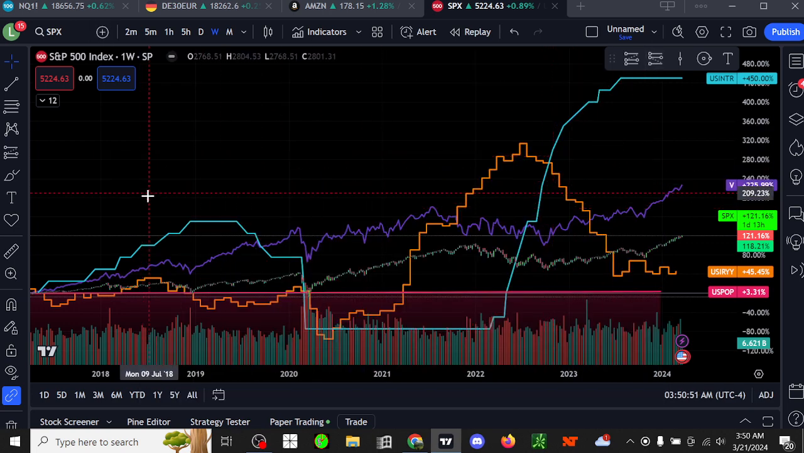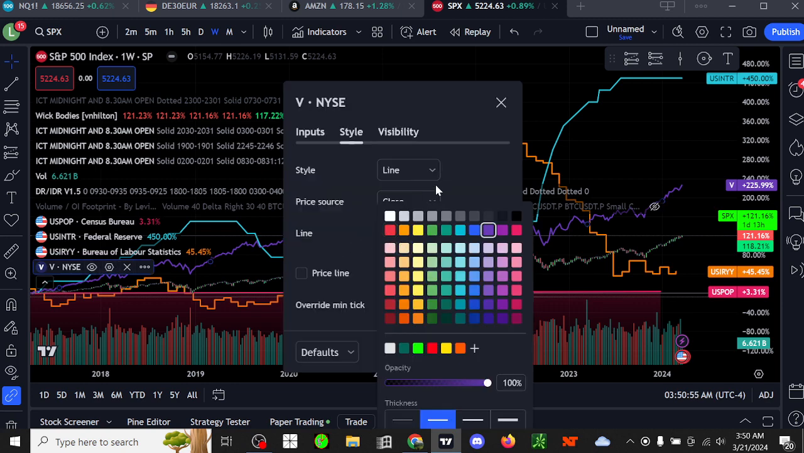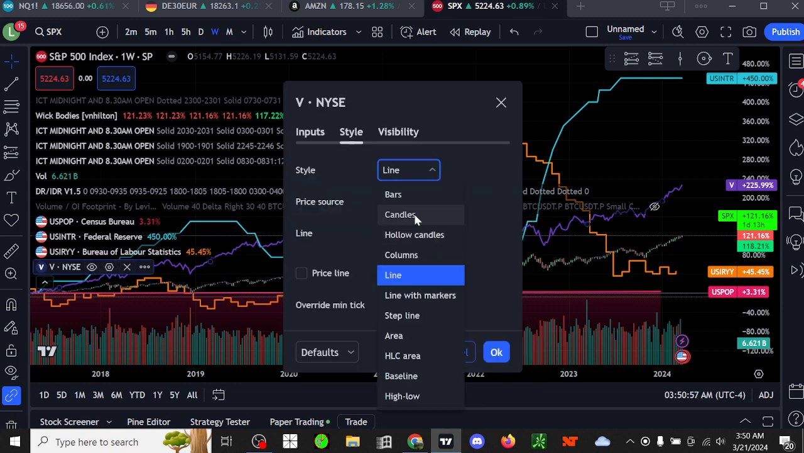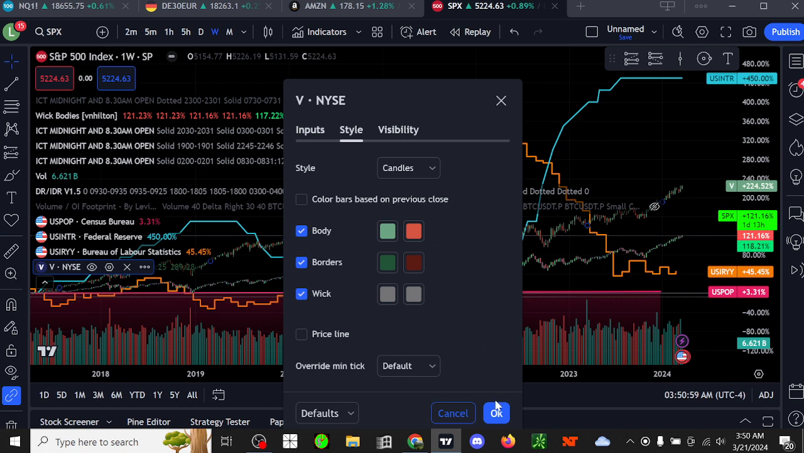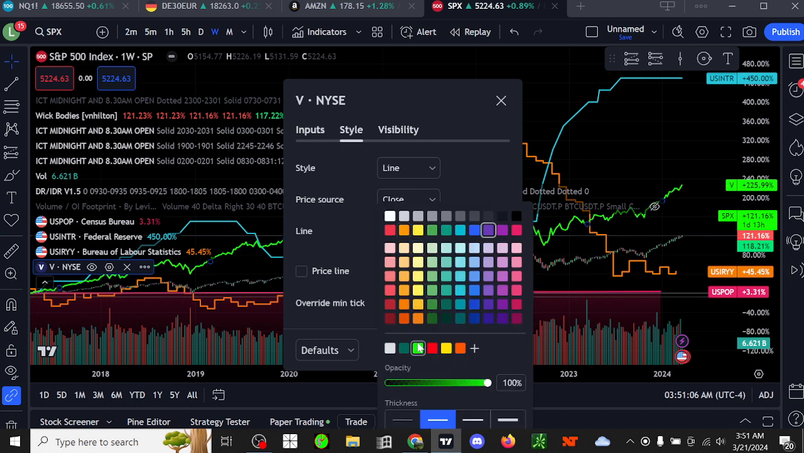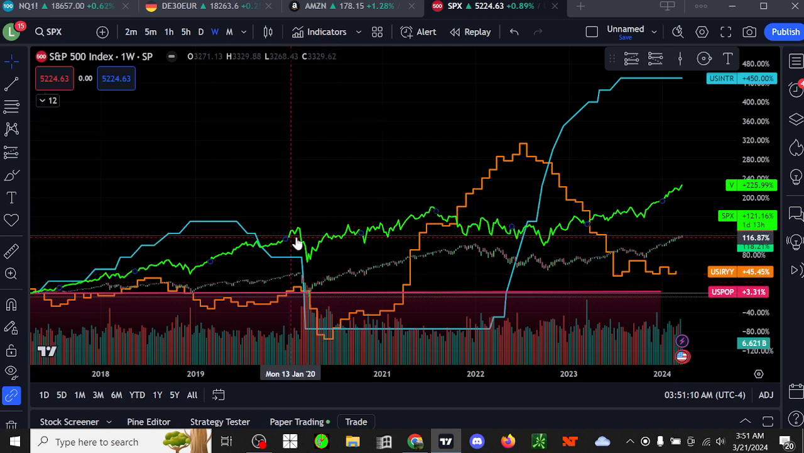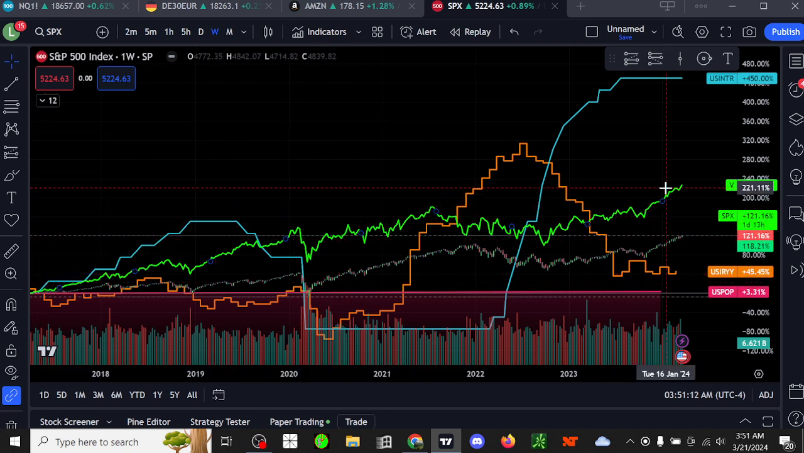Okay, so this purple line, which I kind of want to change to candles. Except now it looks too similar, so you might mix it up. So I'll just do a line. It's fine. Okay, so that's Visa, the stock Visa, like, you know, the credit card company.